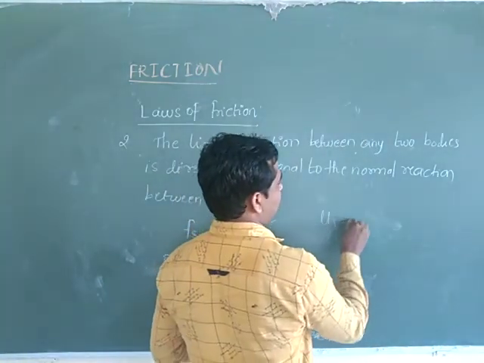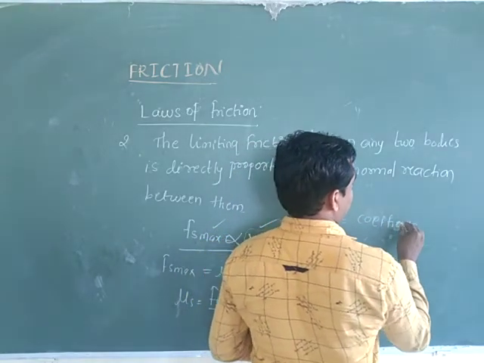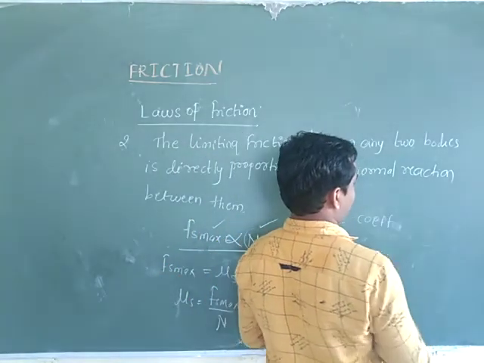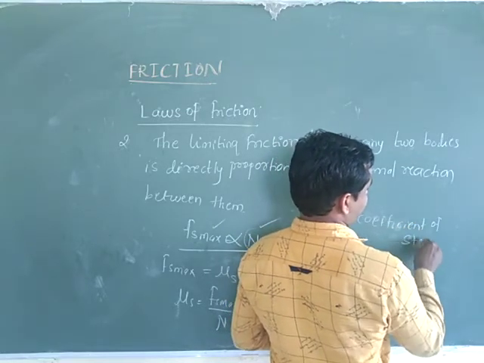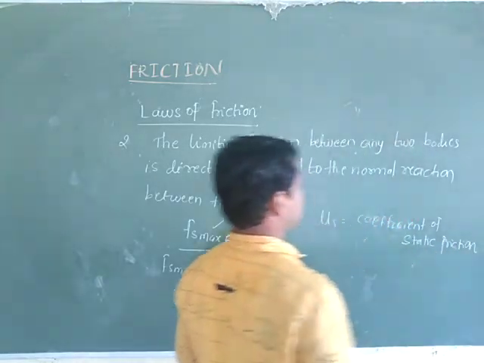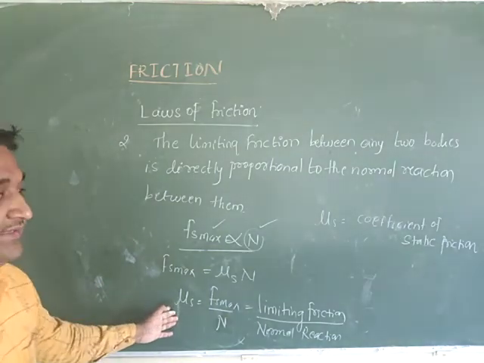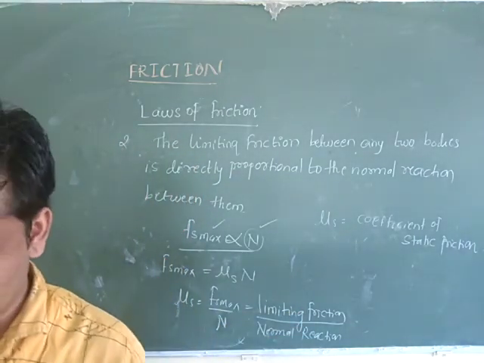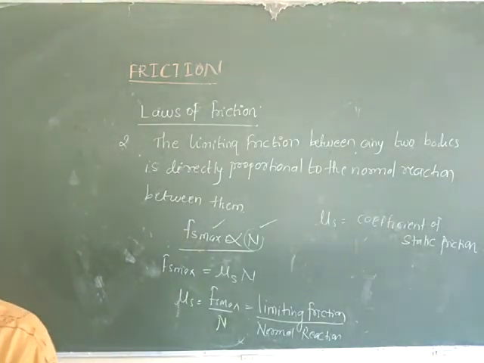So define the coefficient of static friction. It is a dimensionless quantity. It is the ratio of limiting friction to the normal reaction. It is defined as the ratio of limiting friction to the normal reaction between the two surfaces.